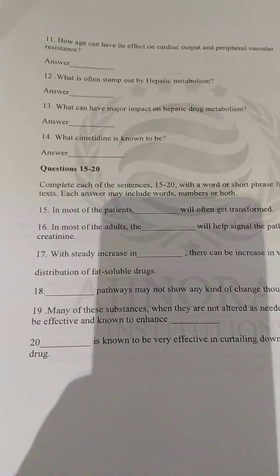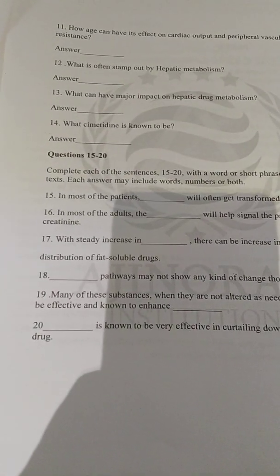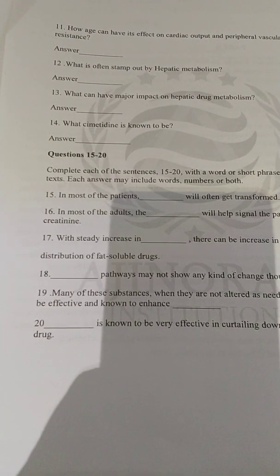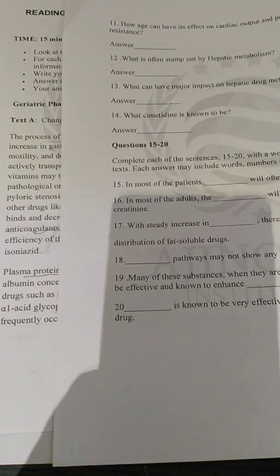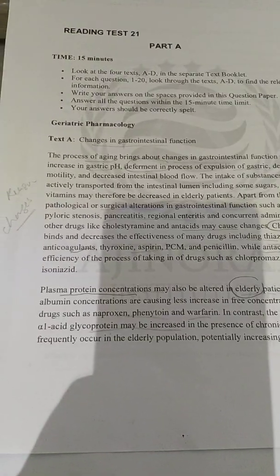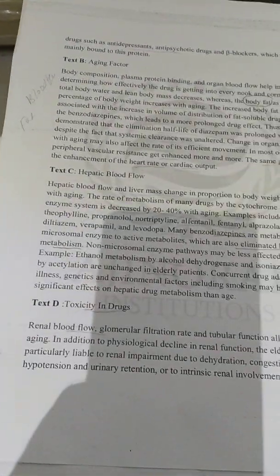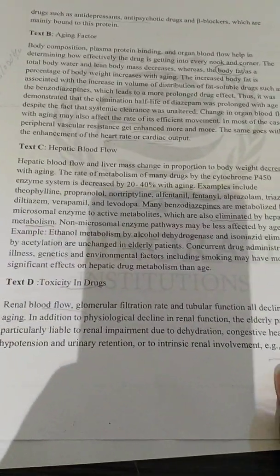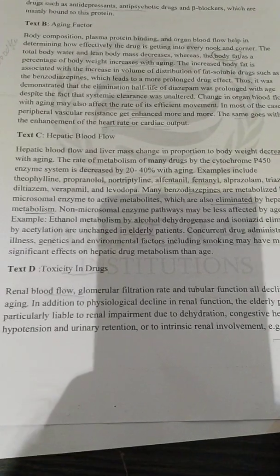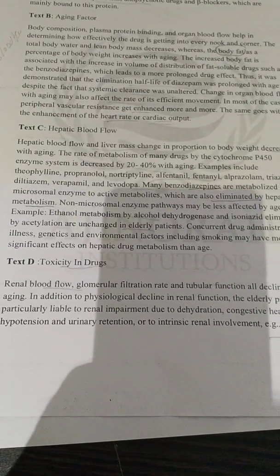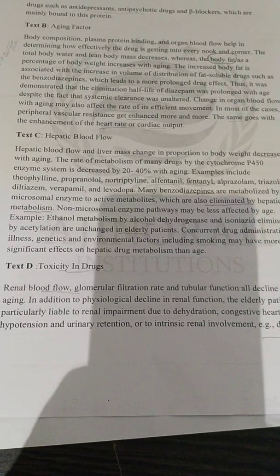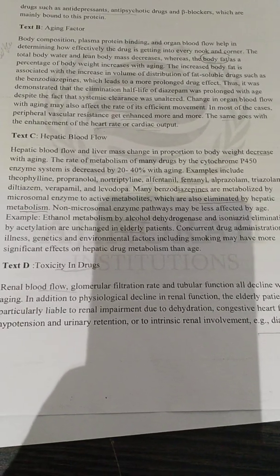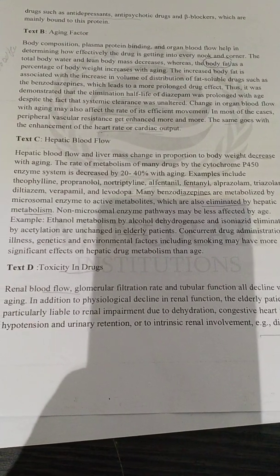Then let's look at another one. Number 12. What is often stamped out by hepatic metabolism? So the keyword is hepatic metabolism and stamp out. So you should know the synonym again. So hepatic is in text C. So let's read. Hepatic blood flow and liver mass change proportion. And you can also highlight the percentages like that. So it will be easy for you.